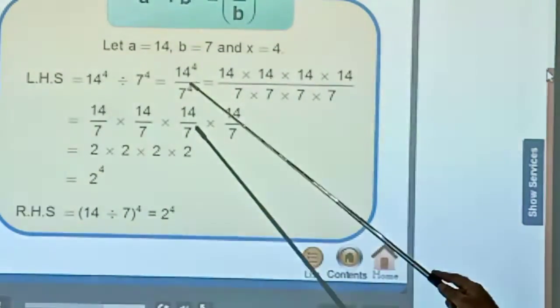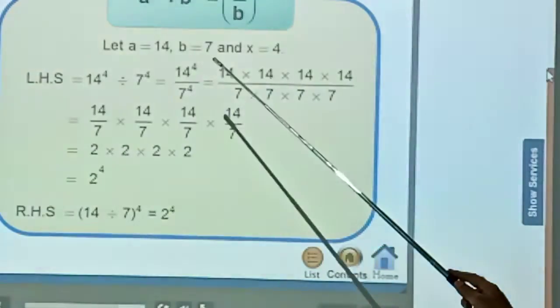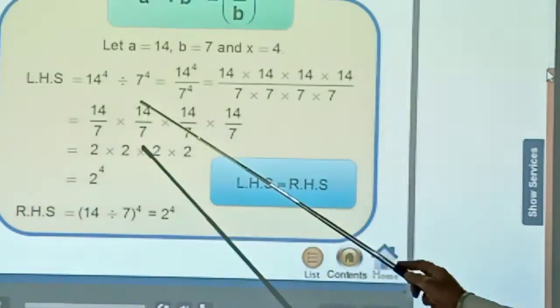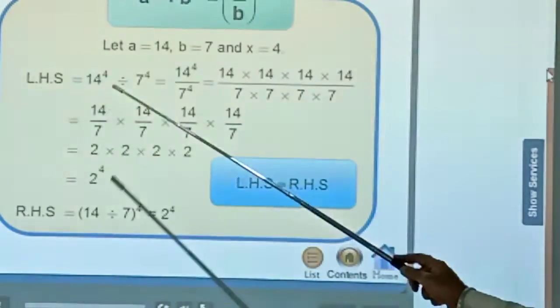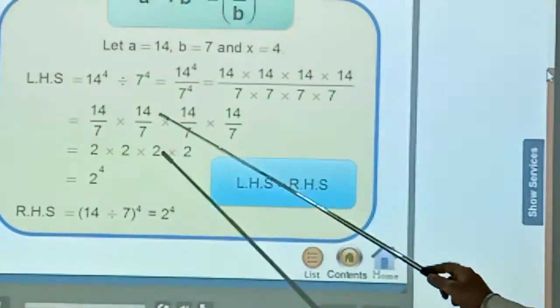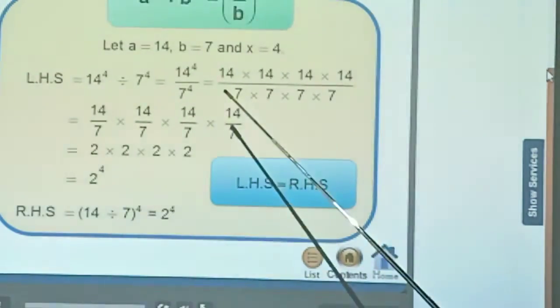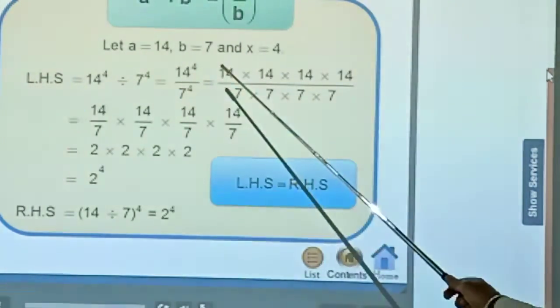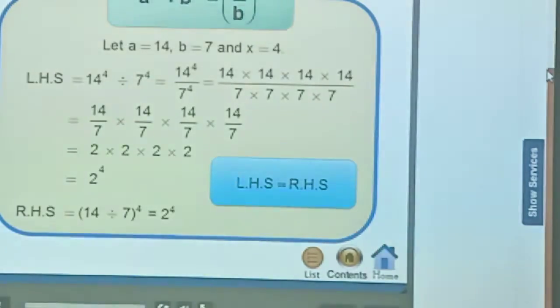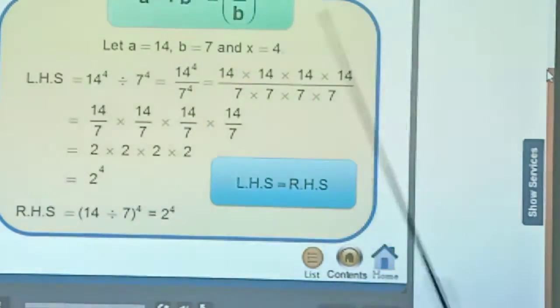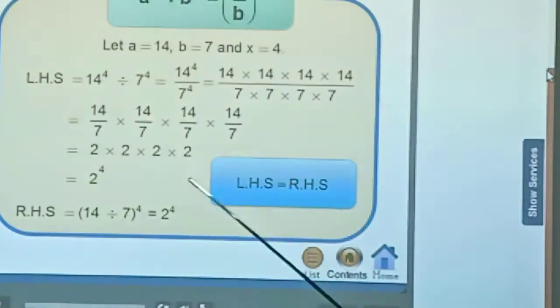a is 14, b is 7, and x is 4. This is the explanation. 14 raised to the power 4 divided by 7 raised to the power 4, on substituting their values. Then we have 14 raised to the power 4 upon 7 raised to the power 4. Then 14 upon 7 will remain the same and the power will also remain the same, which is 4.